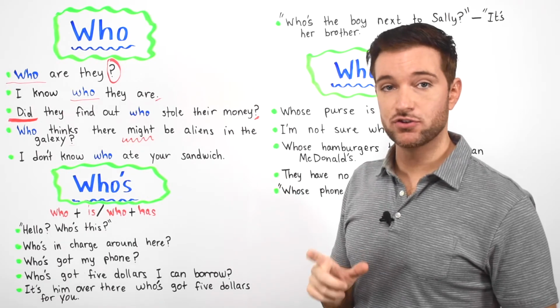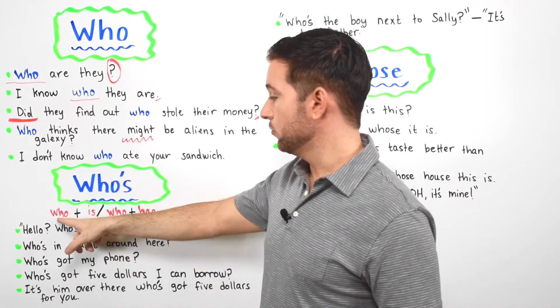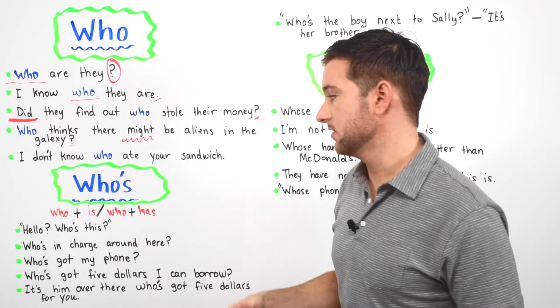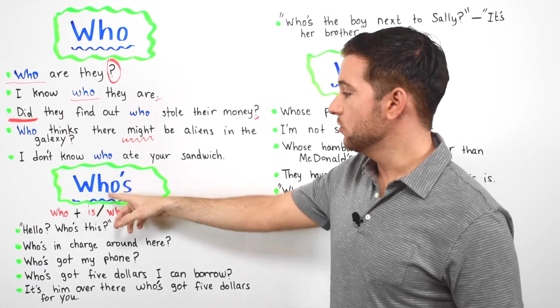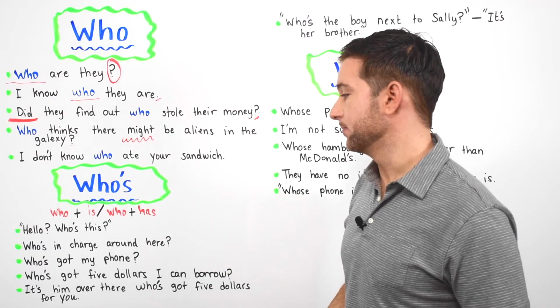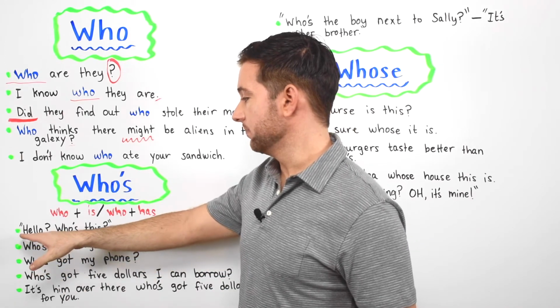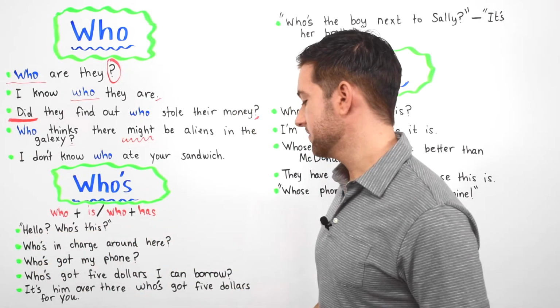Who's is the contraction of who is or who has, okay? So who's means who is or who has, okay? So let's go ahead and look at the first one. It says, hello, who's this?